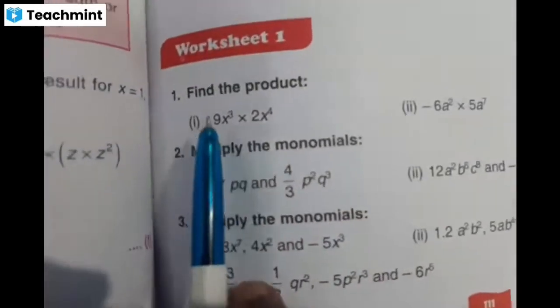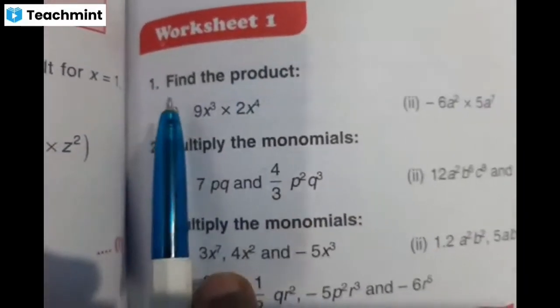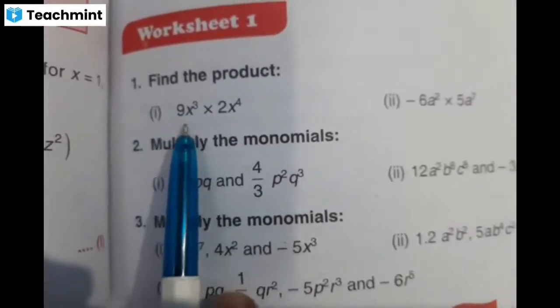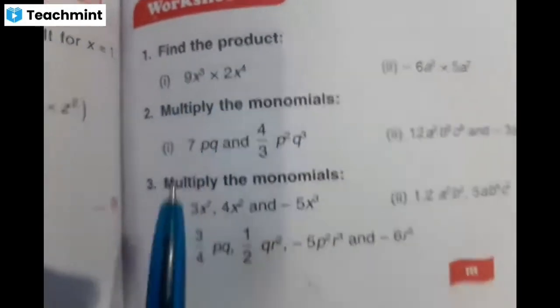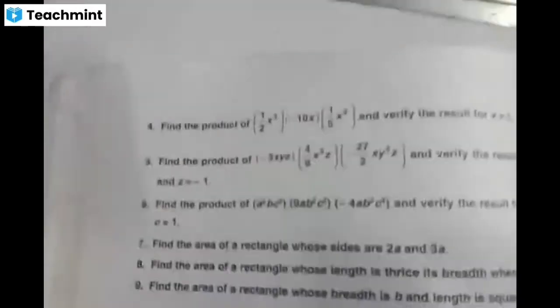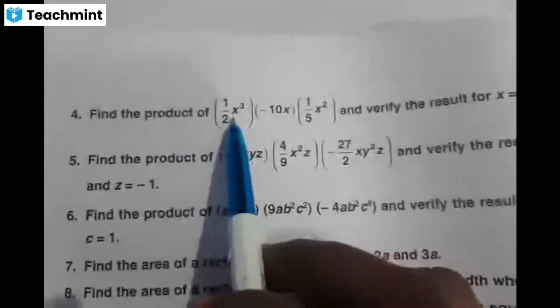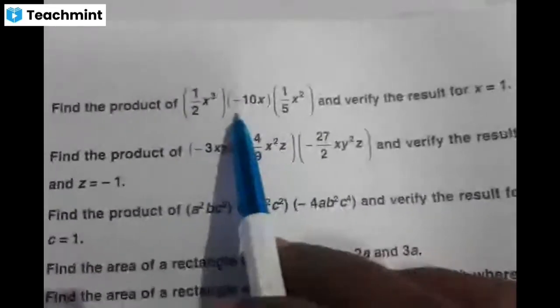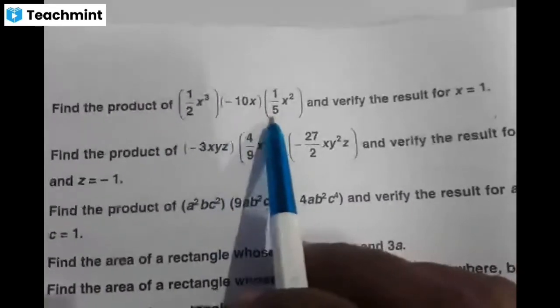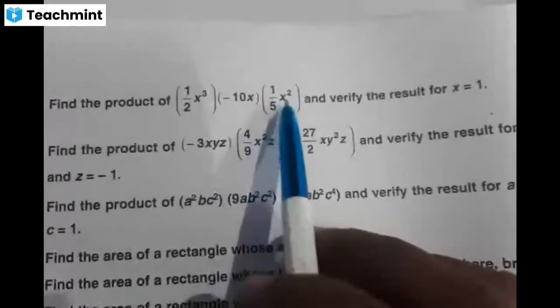As you know, we have solved the problems from worksheet 1, first main, that is multiplying the monomials. In 3 mains, we have done the same. But today in this class, we are going to solve the question: find the product of 1 by 2 x to the power of 3 into minus 10x into 1 by 5 x square.